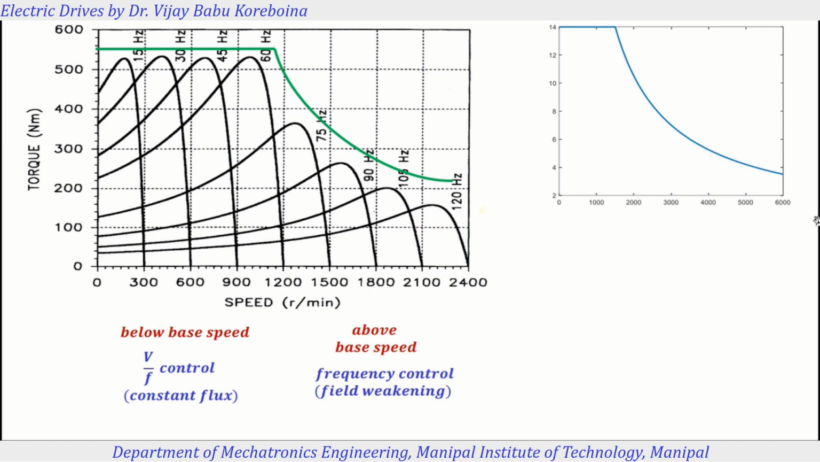Most of the drives demand this one. That's what we have seen at the initial part of the lecture. Right? So below the base speed, it has to be V by F control to maintain constant flux, and above the base speed, it should be frequency control to have the field weakening region. I hope this is clear. So what we see here is scalar control.